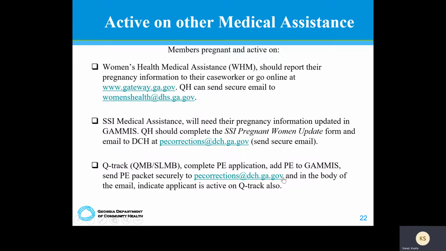If an individual is pregnant and active on SSI, you need to complete the SSI Pregnant Women Update form and email it to DCH. If the individual is active on Q-Track and is pregnant, you're going to complete the PE process to determine if they're going to be eligible or ineligible. If they are eligible, add the PE to gametes, and then when you're sending your PE packet to DCH, in the body of the email, you're just going to indicate that this individual is active on Q-Track also.